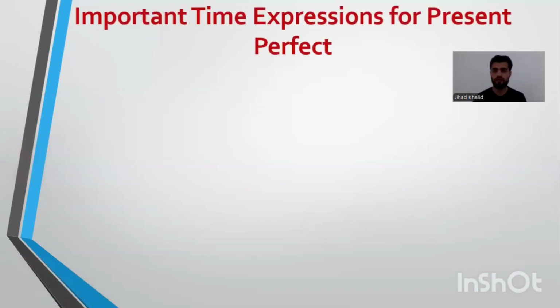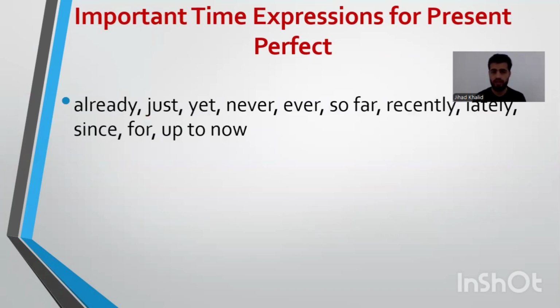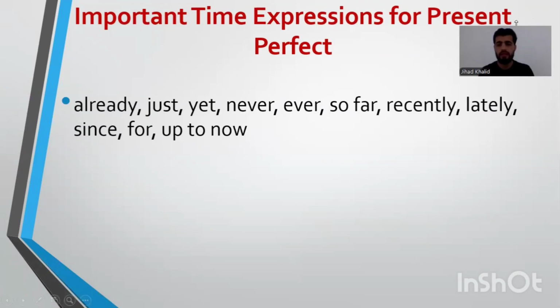Important time expressions for present perfect. How can I know that this sentence is present perfect? By the time expressions. So whenever you see already, just, yet, never, ever, and so far, recently, lately, since, for, up to now. If you see one of these, you say, oh, this is present perfect. Present perfect. So already, just, yet, ever, never, recently, since, and for, these are really important and common for present perfect.